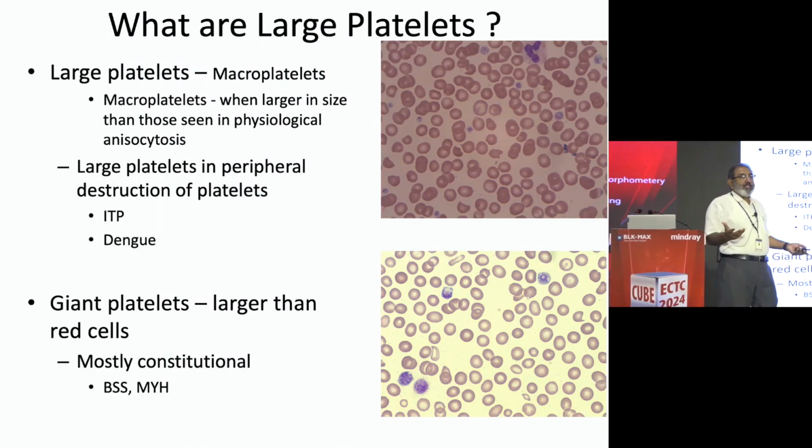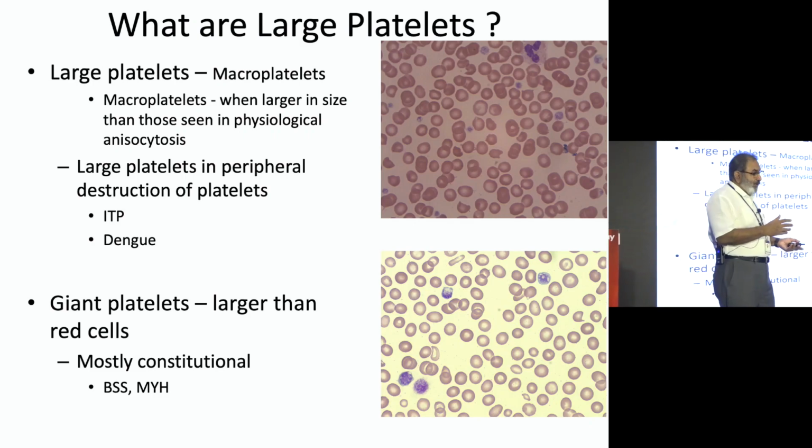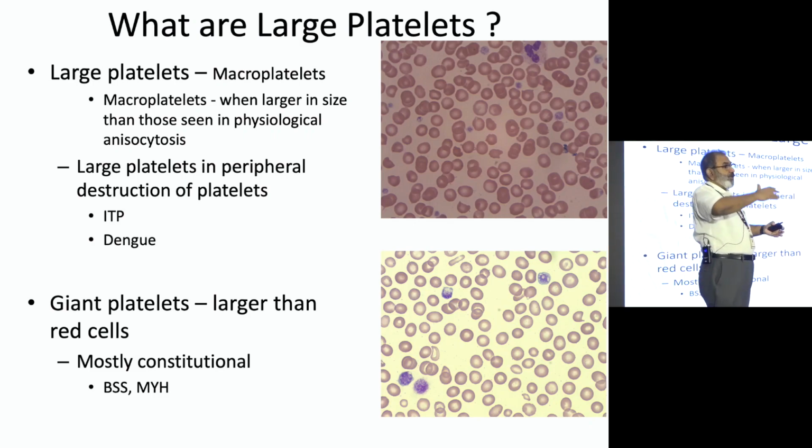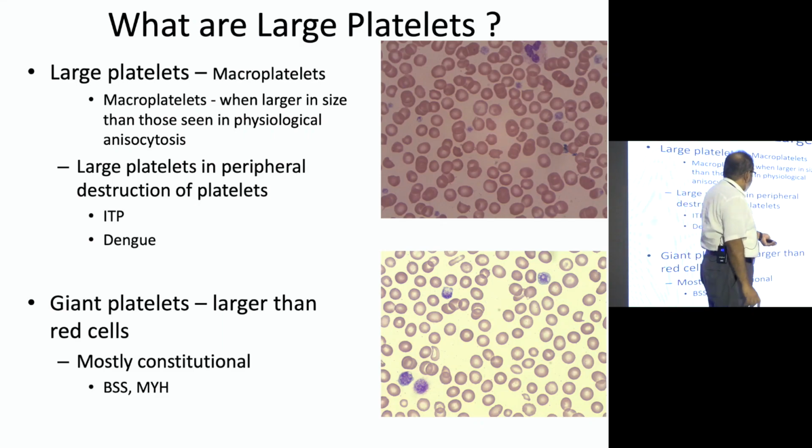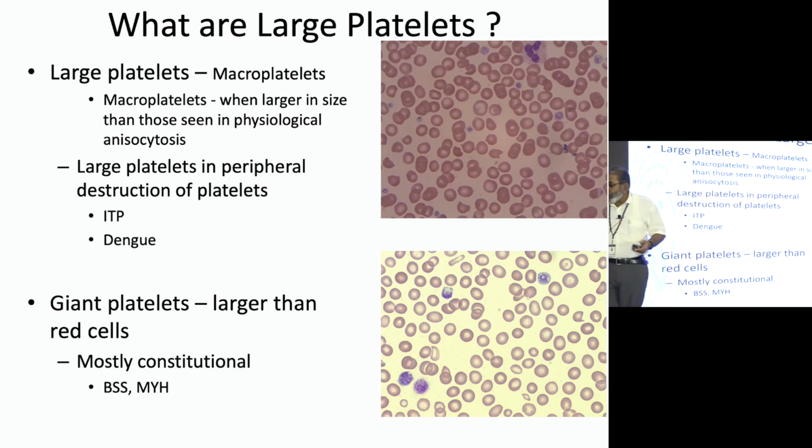So what is the importance of large platelets? We know that a large platelet is something which is beyond physiological anisocytosis. Giant platelets are platelets which are larger than red cells. When platelets are larger than red cells, they are called giant platelets. So you don't loosely use the term giant platelets. Only if the platelets are giant, if they are larger than red cells. Otherwise, you call them large platelets. What's the importance of large platelets?